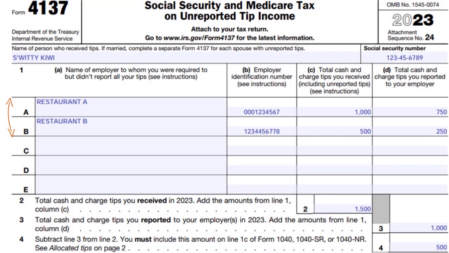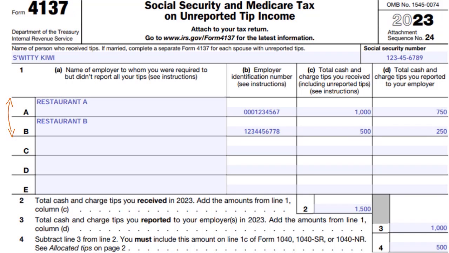But this can be applicable to all kinds of industries. Okay. So restaurant A, restaurant B, and you have to put the EIN of that organization where you got the tip income, and you have to put the total cash and charge tips that you received. In our case here, we have $1,000 for the first one and $500 for the second one. And so you have the cash and tips that you actually received, and the amount that you reported to your employer. So here we reported 750 and 250.